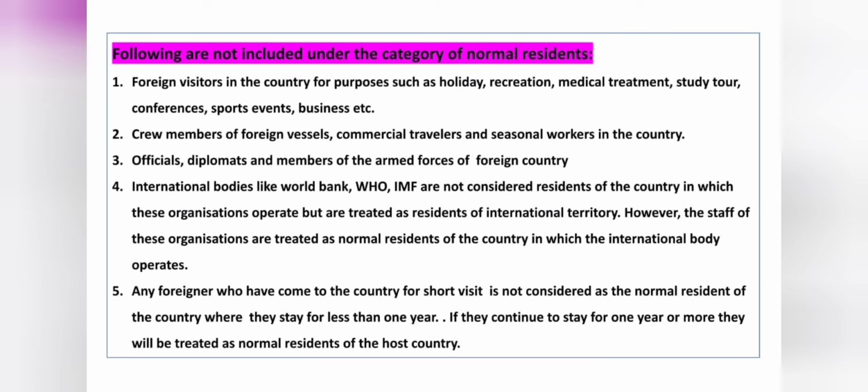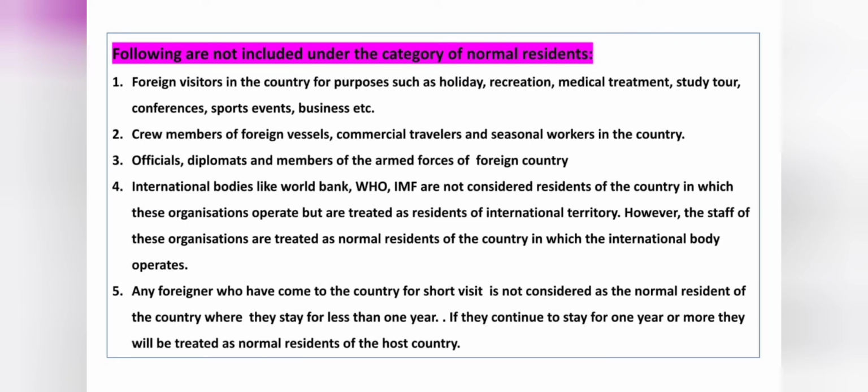International bodies like World Bank, World Health Organization, or International Monetary Fund are not considered residents of the country in which these organizations operate, but are treated as residents of international territory. But the staff of these organizations are treated as normal residents of the country in which the international body operates. For example, international body like World Health Organization located in India is not normal resident of India, but Americans working in its office for more than a year will be treated as normal residents of India.